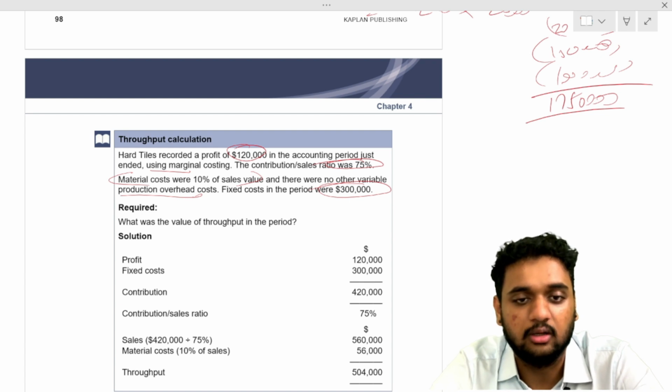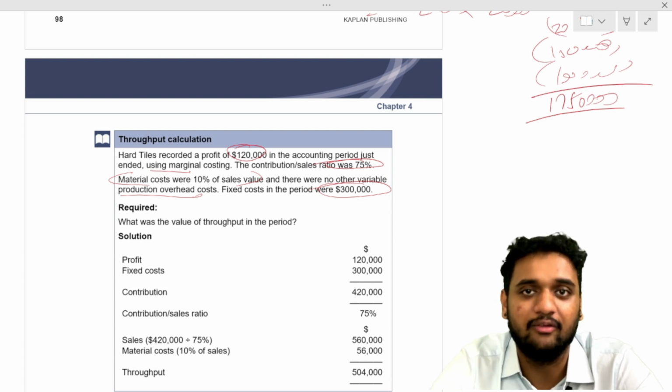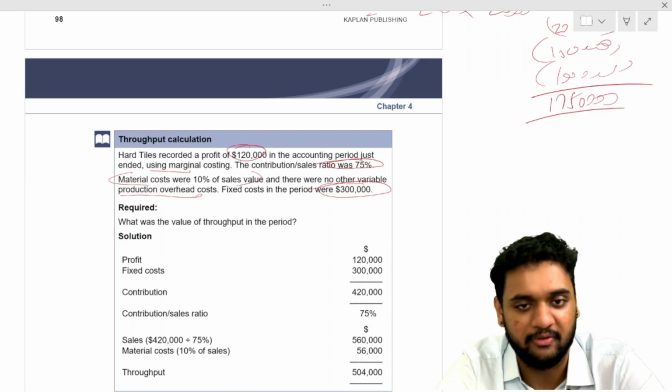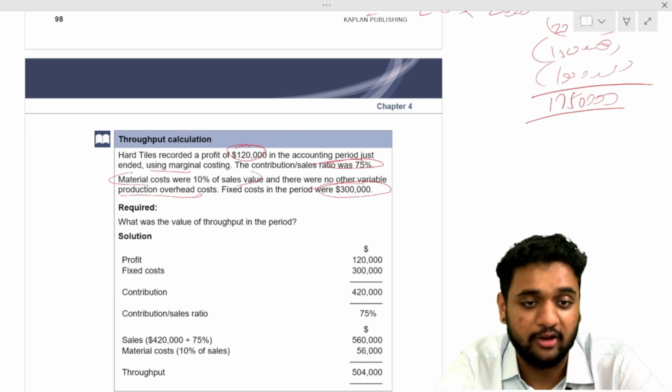With profit, CS ratio and fixed cost, what all can we find? Leave that, BEP is not required. Correct, BEP is not required. How will you find contribution?